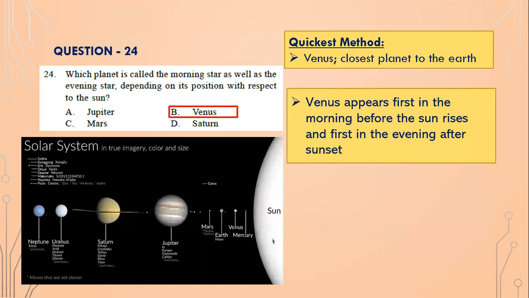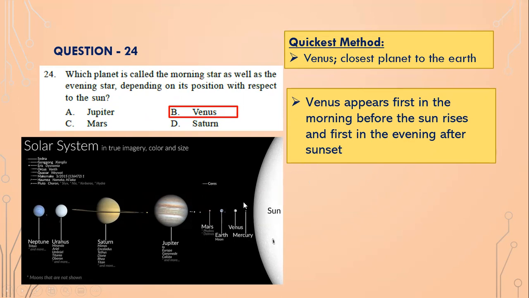Which planet is called the morning star as well as the evening star, depending on its position with respect to the sun? Okay, so Venus is the closest planet to the Earth, isn't it? It is the closest to the Earth, and Venus appears first in the morning before the sun rises, and first in the evening after the sunset. So Venus is also called the morning as well as the evening star, depending on whether it is sunset or sunrise.